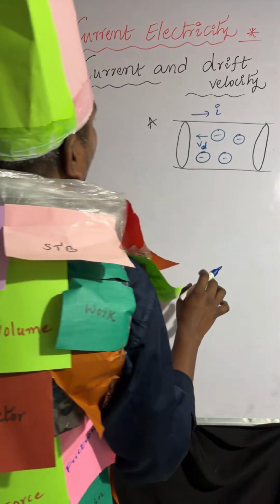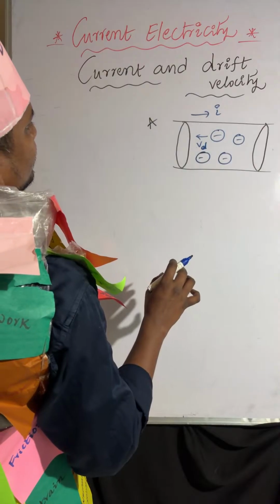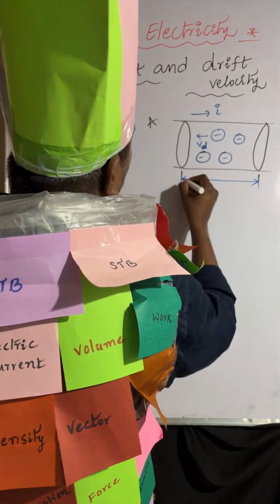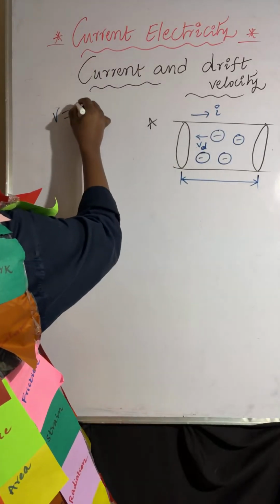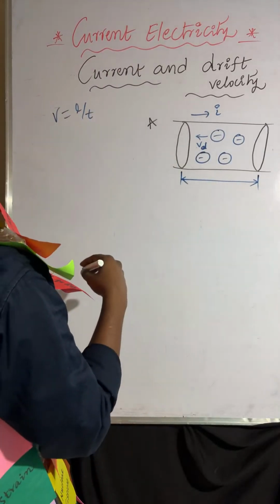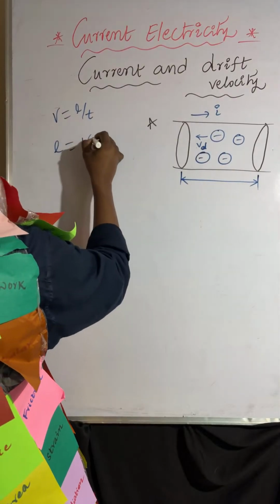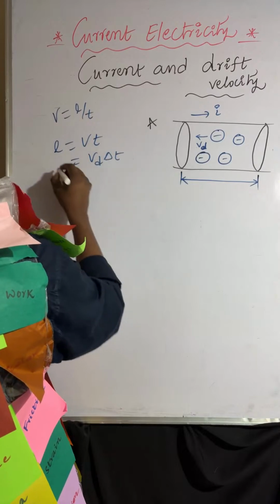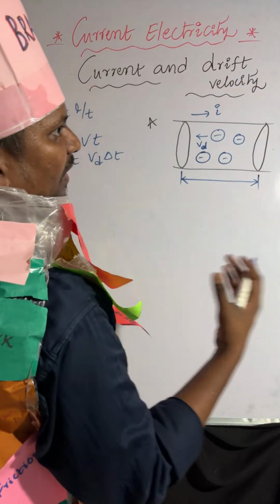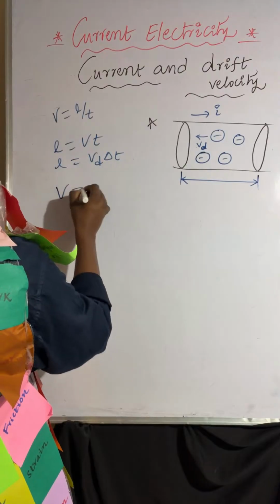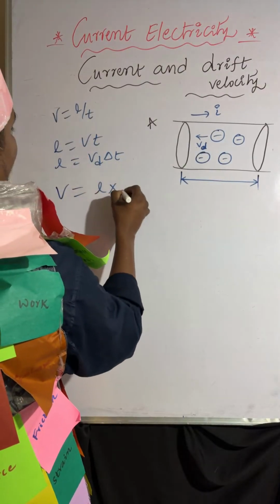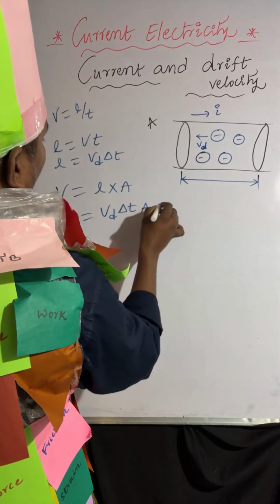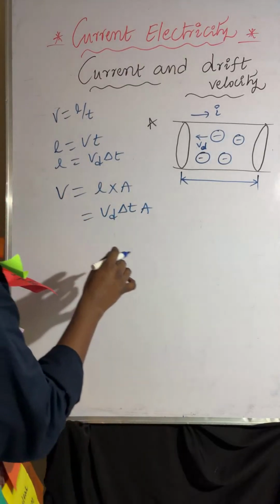So now, this is the length. Suppose v equal to L by t, so L equal to v into t, that is nothing but Vd into delta t. That is the length. So what about volume? Volume equal to length into area of the cross section, Vd into delta t into A. That is the volume.